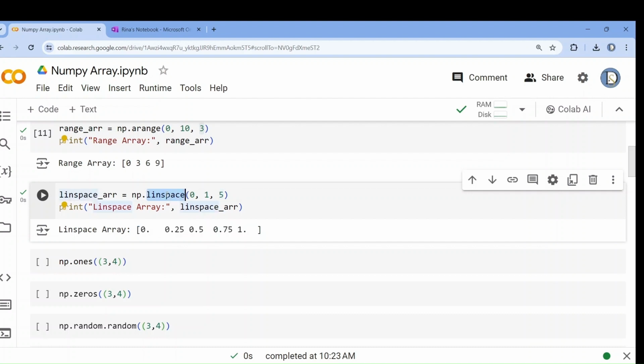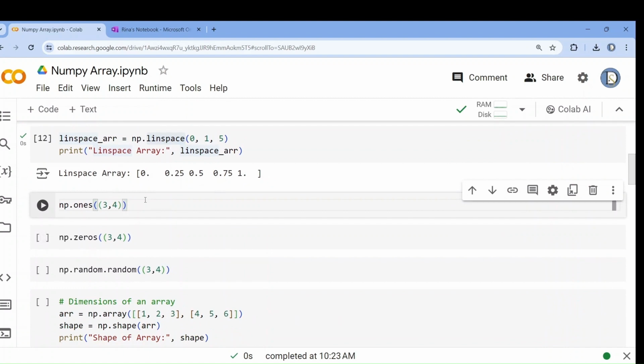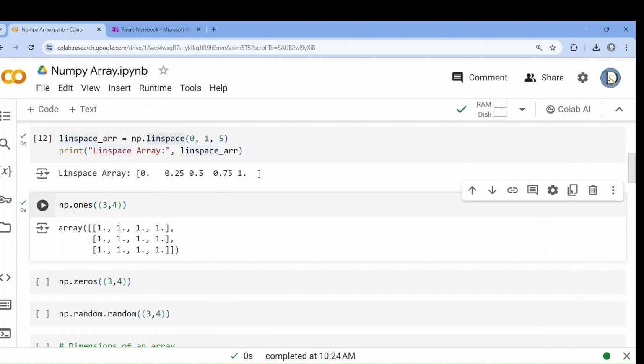So if you want these types of arrays, you can write the linspace function. Fine. Now suppose I want to create an array which will contain all 1s. Now we can write np.ones. The ones function means it will give us values where all the values are 1. So suppose I write 3 comma 5.